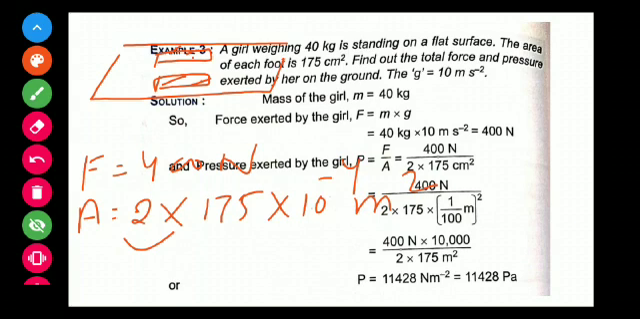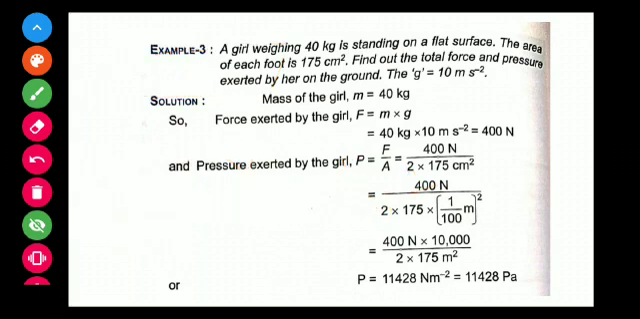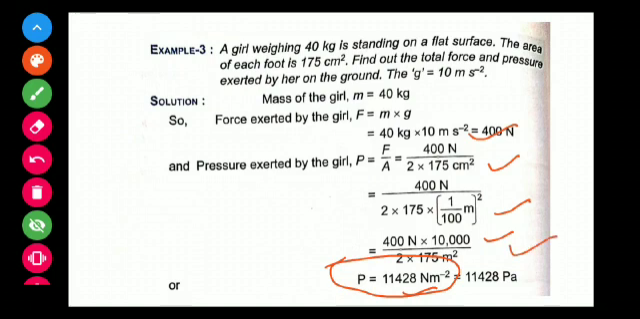Now, force is equal to 400 Newton, area is equal to 2 into 175 centimeter square, converted into meter square. After calculation, your pressure is 11,428 Newton per meter square, and 1 Newton per meter square is equal to 1 Pascal. Therefore, pressure is equal to 11,428 Pascal or Pa.